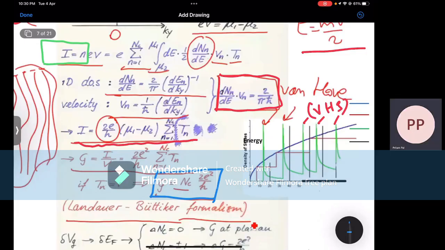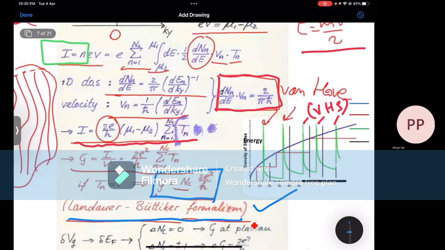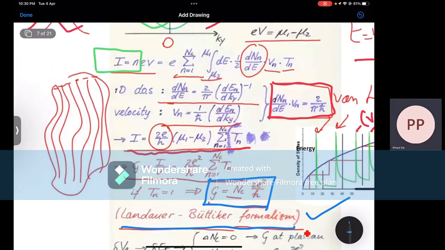This is actually a result that you can apply to any conductance. This is known as the Landauer-Büttiker formalism. Okay, this is very important. You can think of many conductors as having N number of modes.